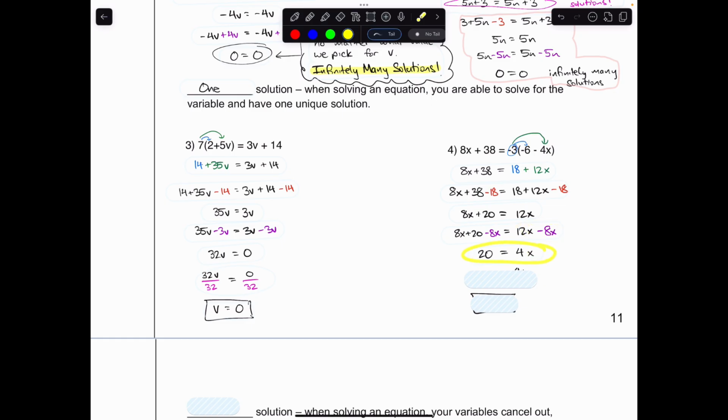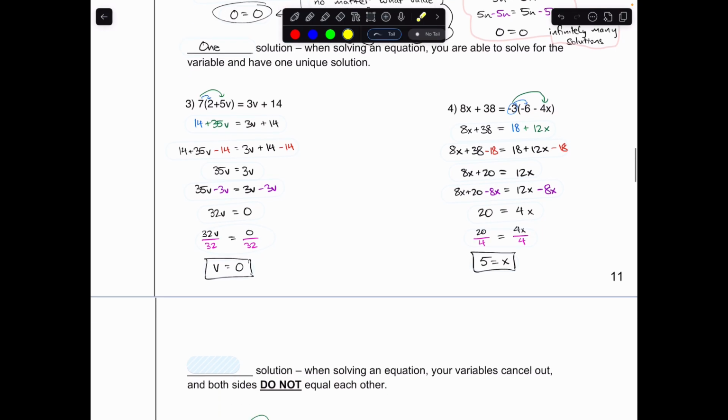Now all we have to do is divide by 4, and we get a solution for x. In this case, x is 5. Both of these problems fall under this category where there's one unique solution.